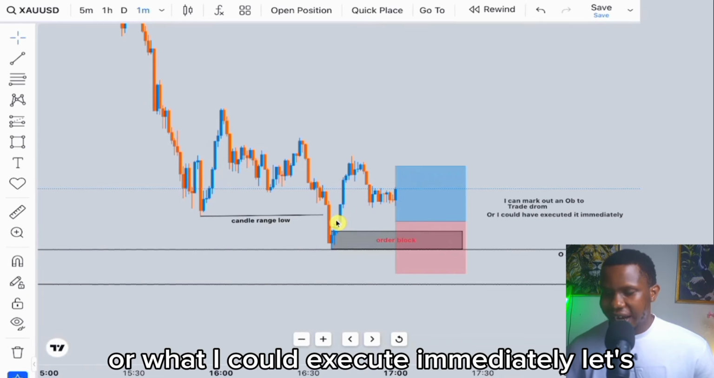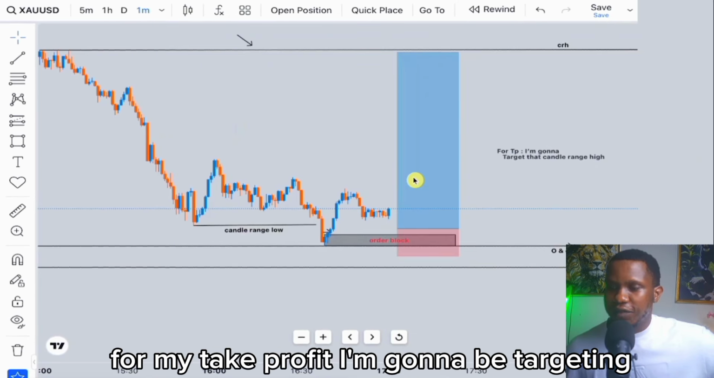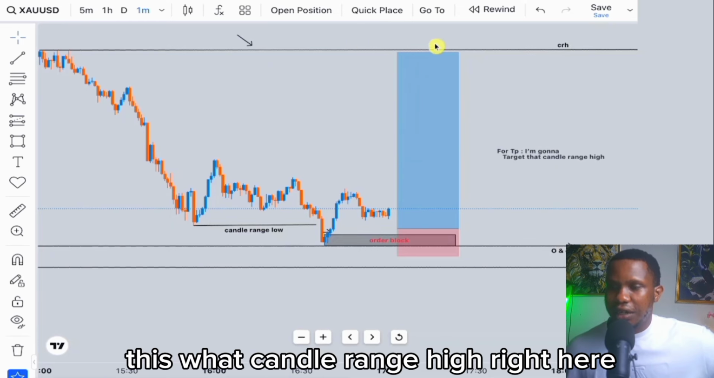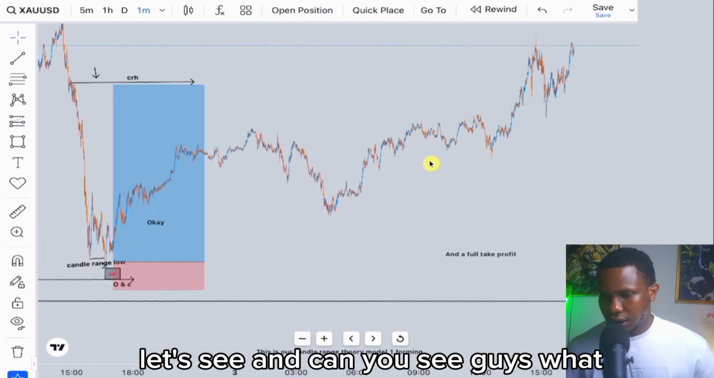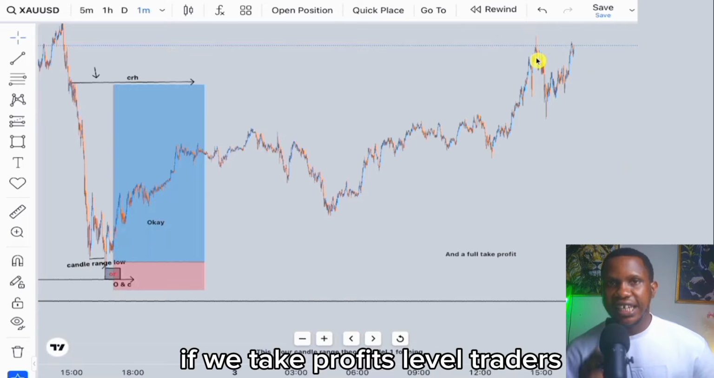Or I could execute immediately. For my take profit, I'm gonna be targeting this candle range high right here. Let's see how this unfolds. Let's see. And can you see, guys, a full take profit level, traders?